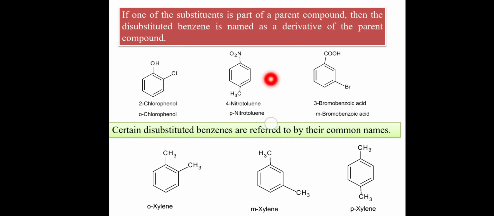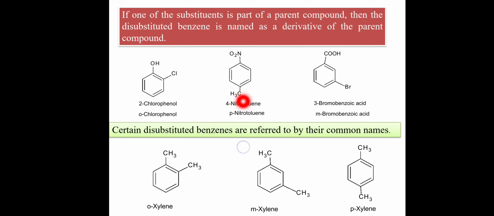In the second example, here an NO2 group is attached to the benzene, and here a CH3 group is also attached to the benzene. If NO2 is attached, it is called nitrobenzene. When CH3 is attached, it is called toluene. That means here a combination of NO2 and CH3. But here the NO2 group has the 4 position, and CH3 has the first position. That means this 1, 2, 3, 4. That means 4-nitrotoluene.